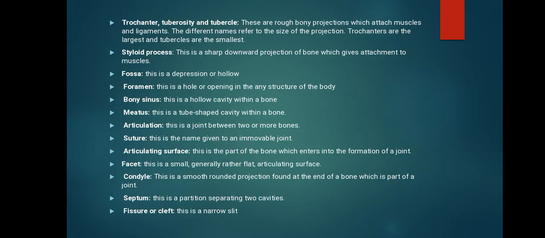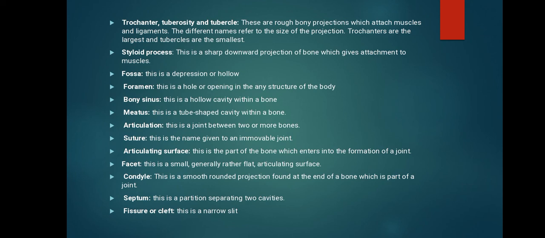Okay. So we continue defining terms. Trochanter, tuberosity, and tubercle. These are rough bony projections which attach muscles and ligaments. The different name refers to the size of the projection. Trochanters are the largest and tubercles are the smallest. So these, we will concentrate on when we go to the locomotor system. Styloid process is a sharp downward projection of a bone which gives attachment to muscles. A fossa is a depression or hollow.